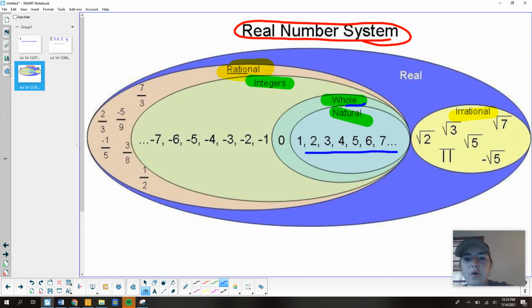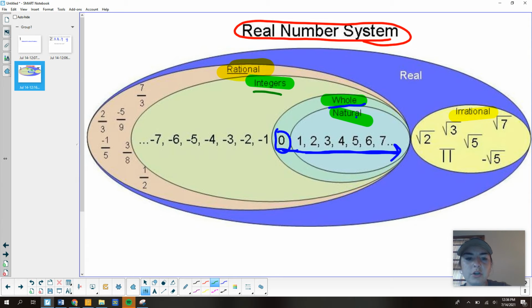Now, if we look at your whole number category, notice the only number in there is 0. That's because 0 is not a positive, non-decimal, non-fraction number, so it's not technically a natural number, but whole numbers include your natural numbers. So whole numbers would be 0, and then all of those numbers over to the right there.